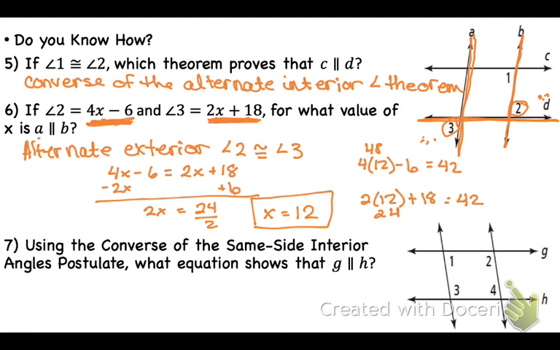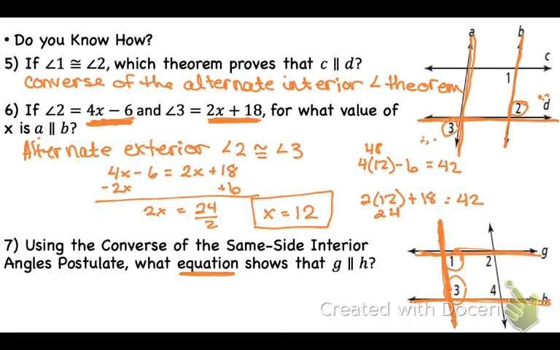What equation shows that G is parallel to H? So G and H, and we need to have same side interior angles. So you want the first line or the second one to be your transversal? The first one. Okay. So if I'm talking about the first line, my two angles I'm talking about are what? 1 and 3. If I chose the second line, I'd be using what? 2 and 4.